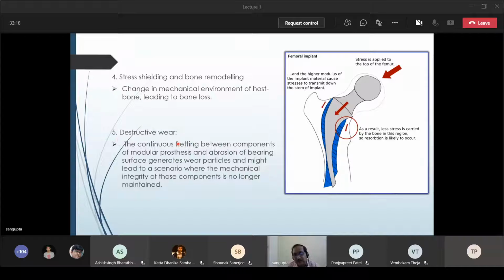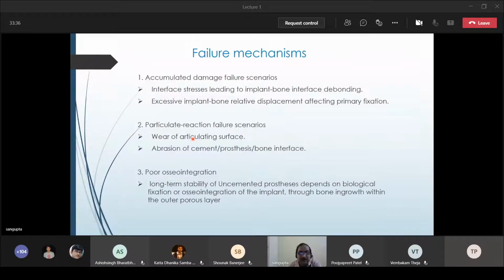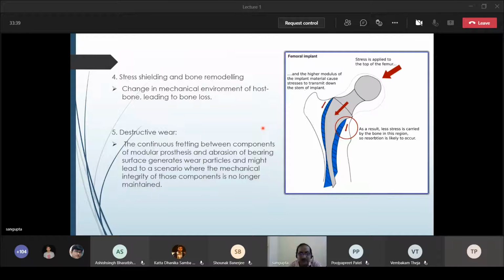Now, there are also other things. Destructive wear is mentioned here, which of course comes within the particulate reaction failure mechanisms. The continuous fretting between components of a modular prosthesis and abrasion of the bearing surface generates wear particles and might lead to a scenario where the mechanical integrity of the component is no longer maintained.